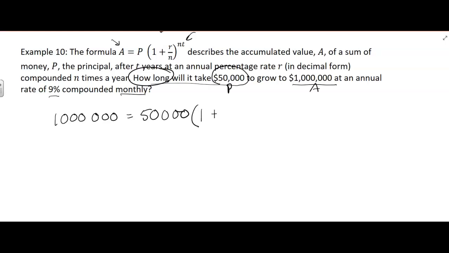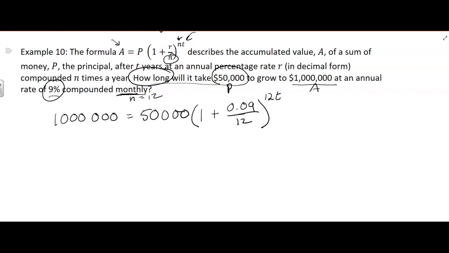And we have 1 plus, now what's the rate of interest? 9%. So that's 0.09. And then how many times are we going to compound it in a year? It's compounded monthly, so N is 12. And then we're going to raise that to the N times T. So that's 12T. So remember the N appears twice in the calculation.